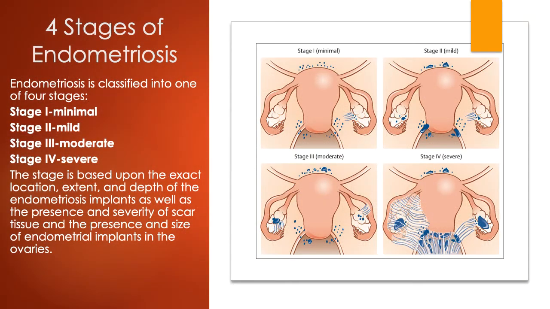There are 4 stages of endometriosis. The different stages are based upon the location, the extent, and the depth of the endometriosis implant, as well as the presence and severity of the scar tissue. There's stage 1, which is minimal; stage 2, which is mild; stage 3, which is moderate; and stage 4, which is severe. And you'll notice in the photos the look of the different uteruses there and how severe the extra adhesions are. But specifically in stage 4, you'll notice quite a few adhesions, and that's definitely where a lot of that pain is coming from.